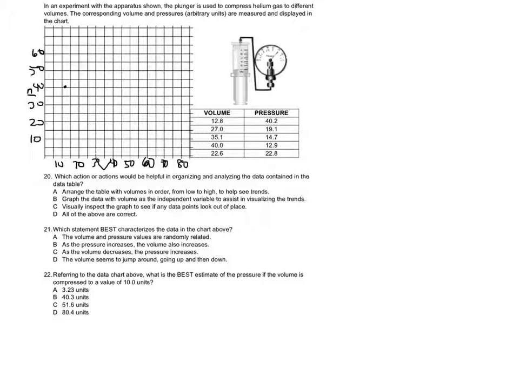All right, and then our next volume is actually the last volume that we're given, the 22.6, and our pressure is 22.8. So 22.6 is really close to 23. We come over here, 22.6, so we're going to be before 25, kind of in the middle this way. And then 22.8, again, that's really close to 23, so we're right in the middle of that box there.